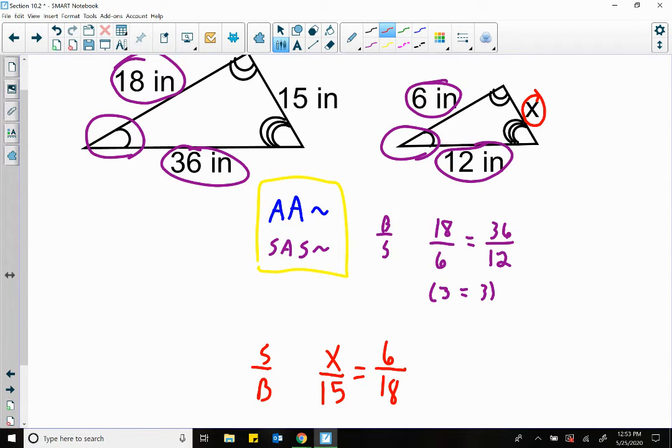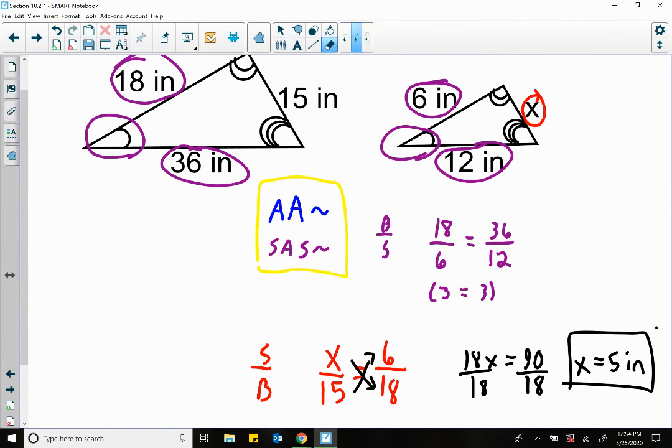Okay? So again, all we do to solve proportions is cross multiply. X times 18 is 18x. And 15 times 6 is 90. Divide by 18. Divide by 18. And that gives you 5 inches. Don't forget your label. Okay? And there you go. See, not that hard, right?